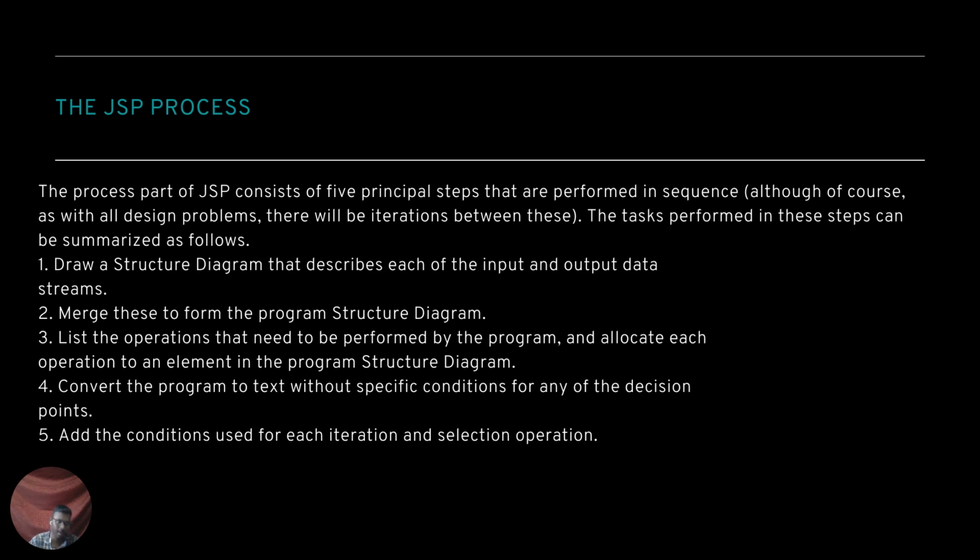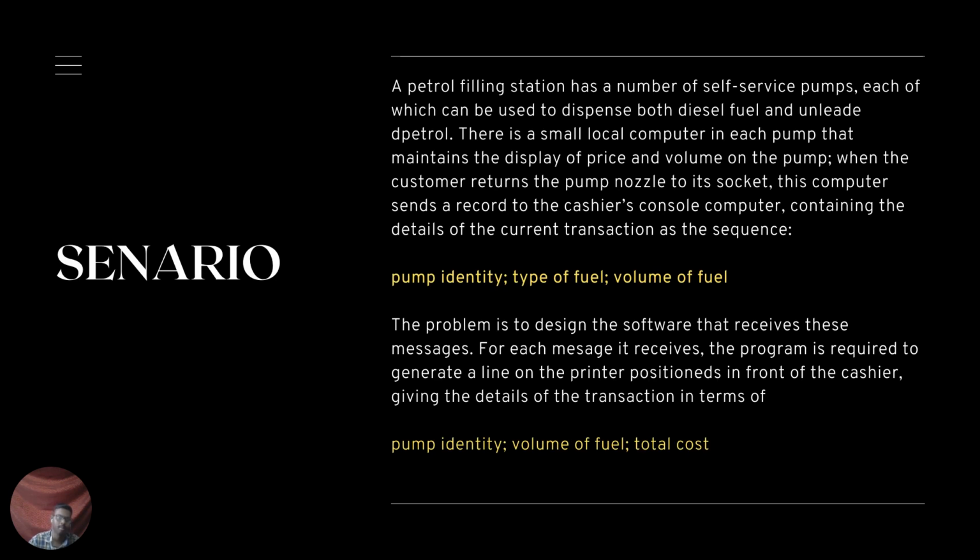Next, we have to convert the program to text without specific conditions for any of the decision points. And fifth, we have to add the conditions used for each iteration and selection operation.